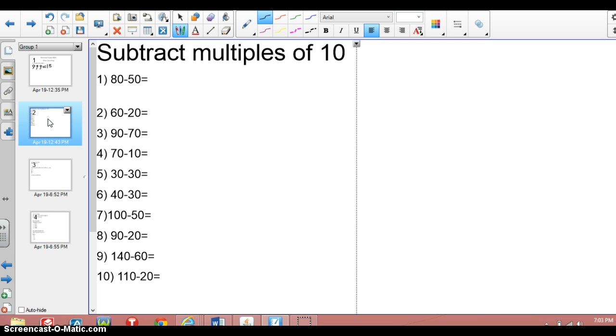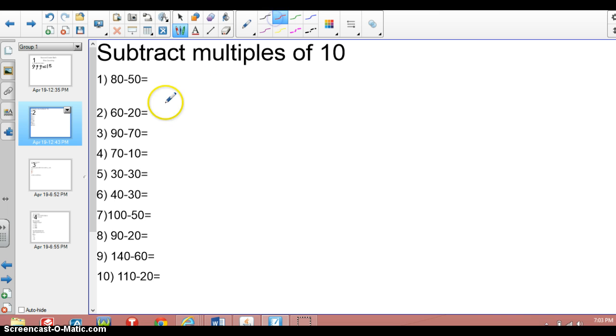The next one we have is subtract multiples of 10. Now when we're doing this, we have 80 minus 50. We can have the students answer it, and again, we can do it with another color. 80 minus 50, 30. Good. Okay. And then we point here. We can use another color. 60 minus 20. Correct answer, 40.